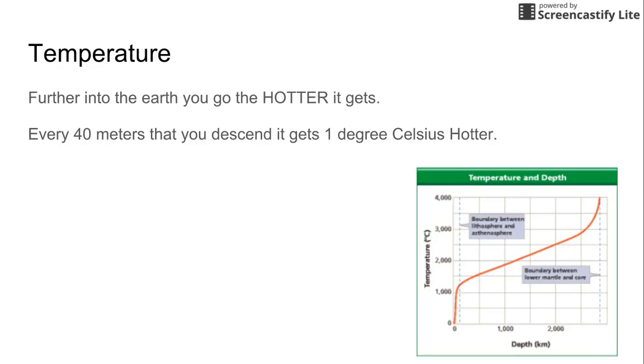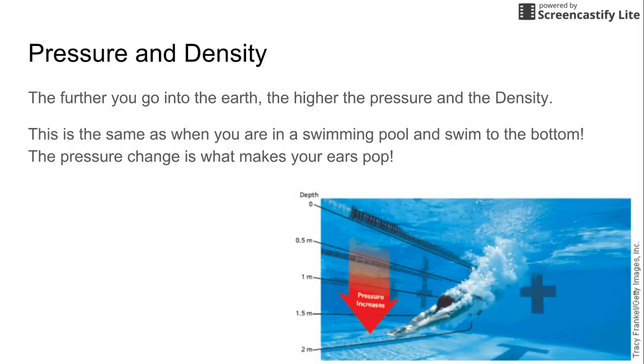Every 40 meters that you descend, it gets 1 degree Celsius hotter. So as you go deeper into the Earth, the hotter it gets. The further you go into the Earth, the higher the pressure and the density. So the temperature, the pressure, and the density all increase as you go into the Earth, from the outer core all the way into the inner core, from the crust all the way into the core. This is the same as if you're swimming in a swimming pool and you swim to the bottom. That pressure change is what actually makes your ears pop.